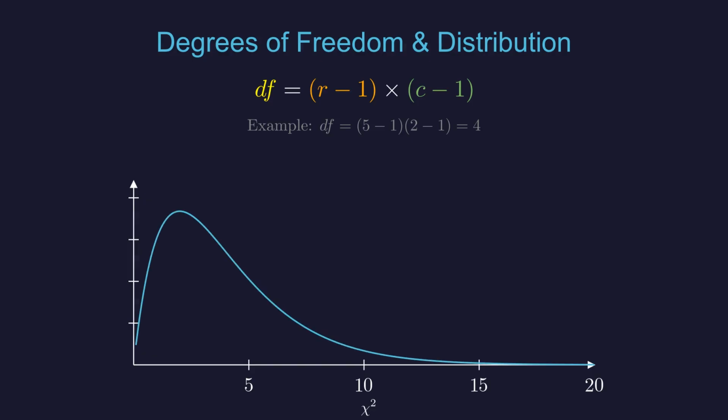It starts at 0 and extends to the right. The rejection region sits in the right tail. If our test statistic falls in this shaded region beyond the critical value, we reject the null hypothesis. For alpha equals 0.05 and 4 degrees of freedom, the critical value is 9.49.